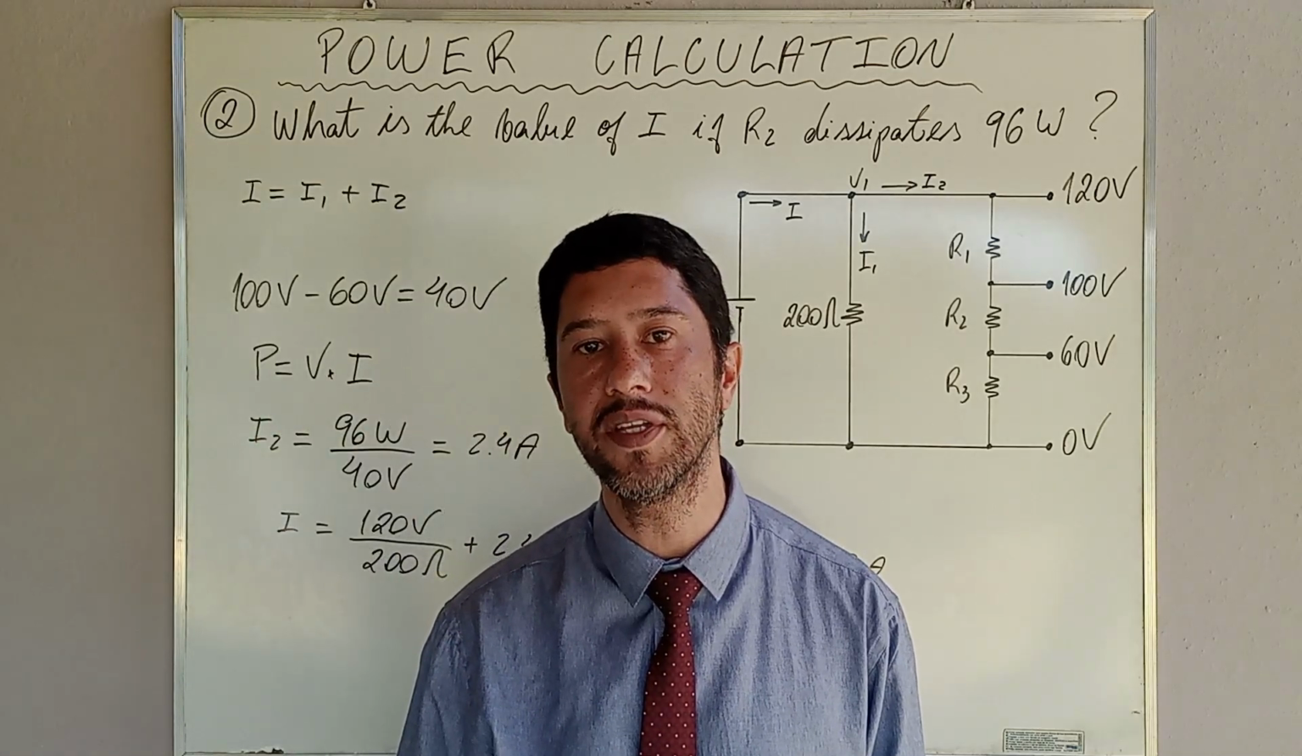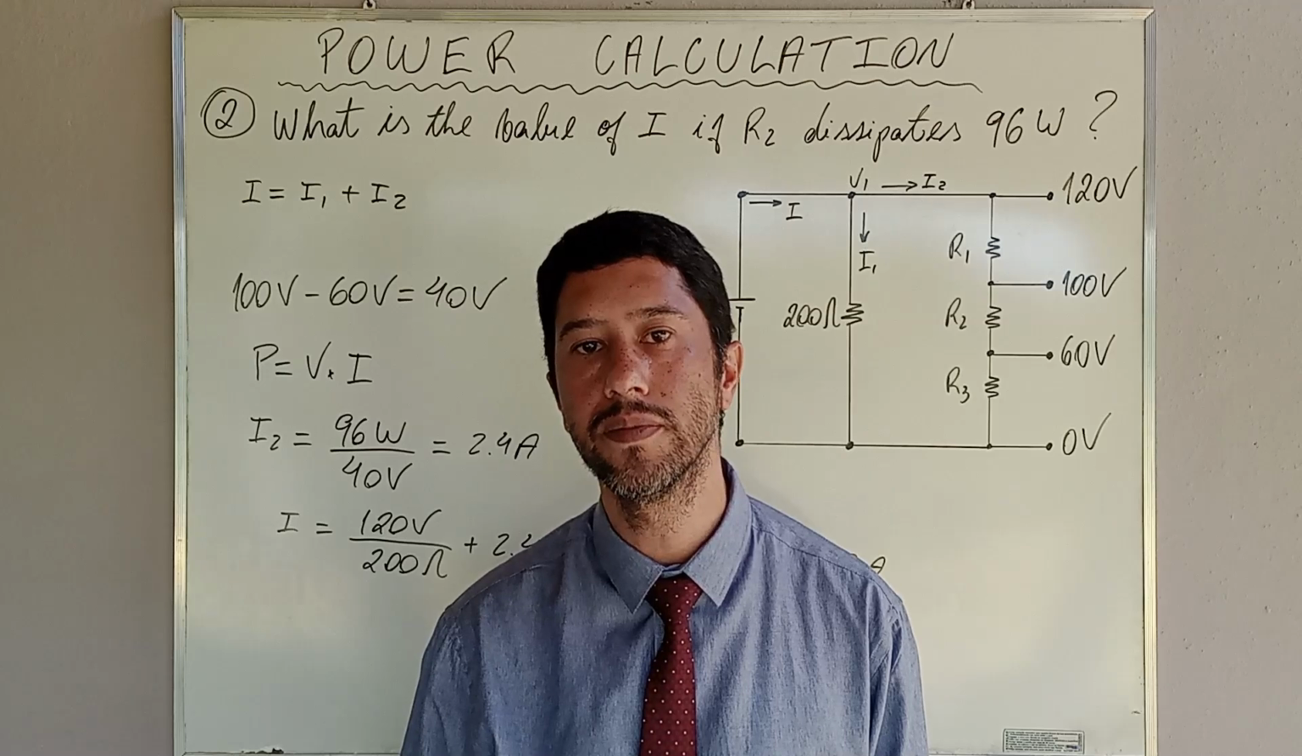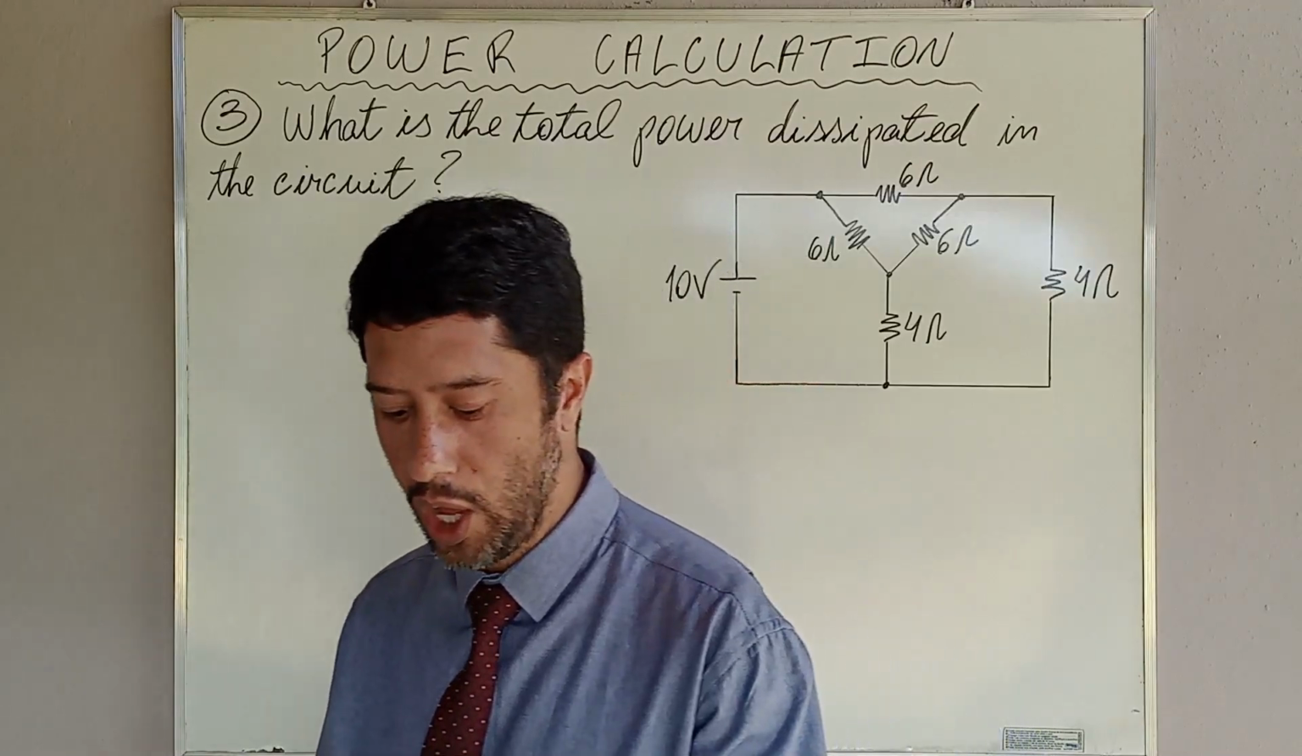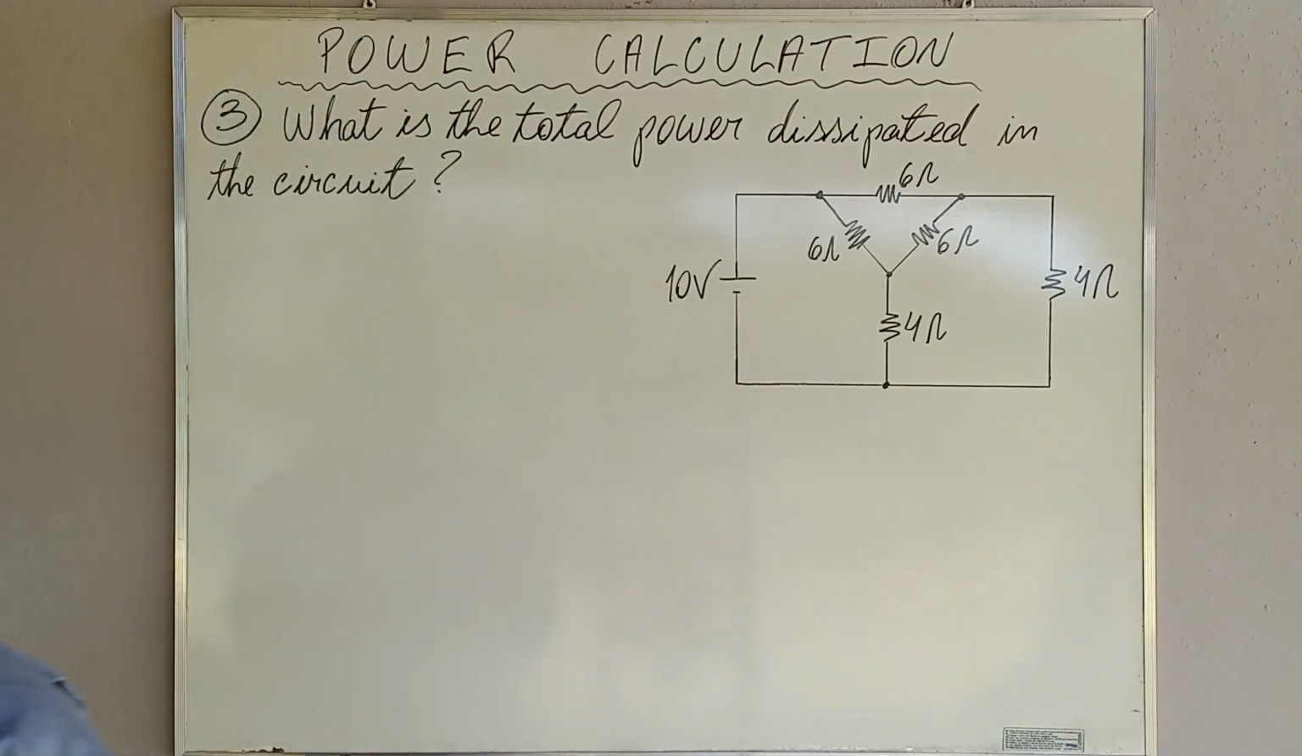Let's go to exercise number 3. Exercise number 3. What is the value of the total power dissipated in the circuit? This is the question. Let's go to the solution. To calculate the total power dissipated in the circuit, we may use the equivalent resistance.